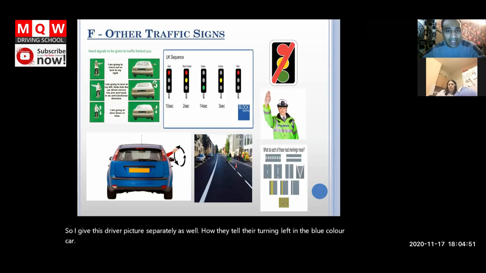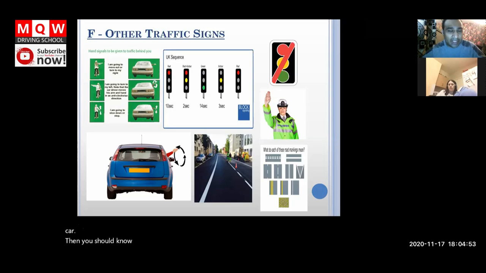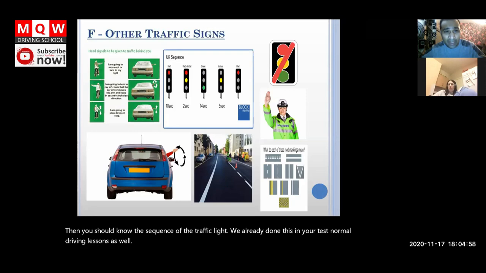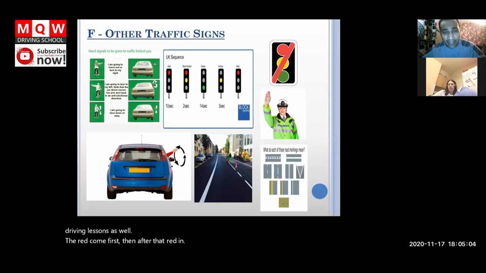Then you should know the sequence of the traffic light. We already did this in your normal driving lessons as well. The red comes first, then red and amber, and then green, and then steady amber, and then back to red. So that's the sequence of the light.